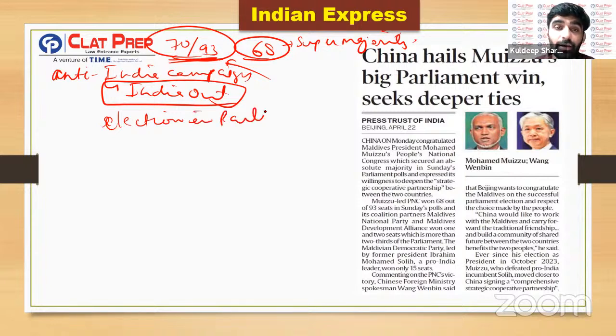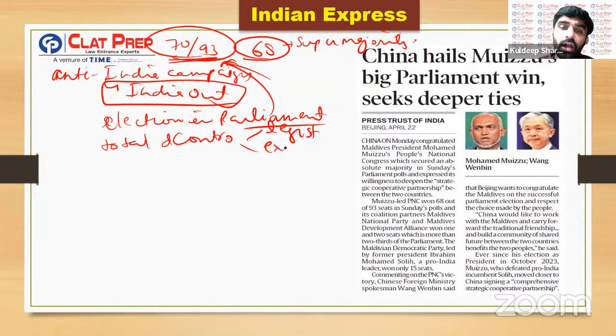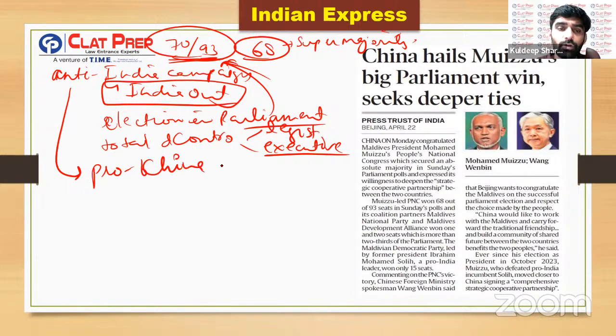And now when the parliament election has taken place in the Maldives, therein also he has found a majority, which means his party right now is having total domination, total control over the legislative body also. And since he is the head of the executive, the executive body also. And it is alarming for India, because since he was working on an anti-India campaign, it automatically translates into a pro-China campaign also.